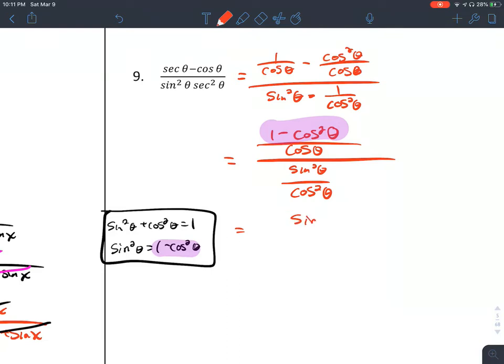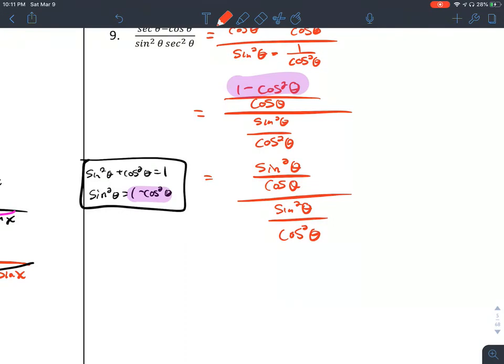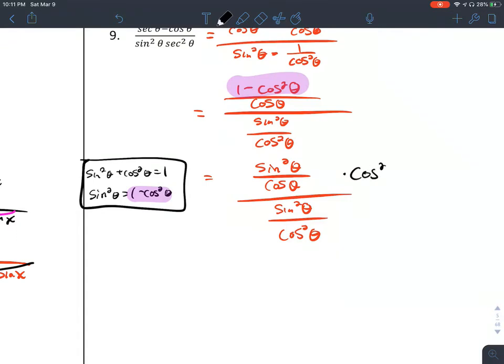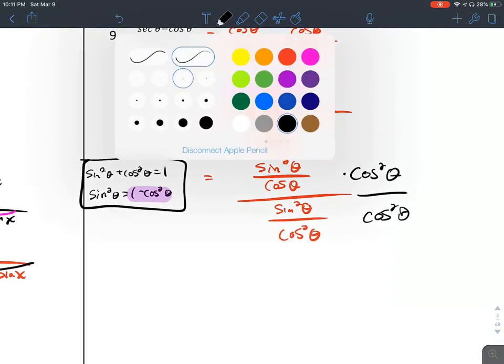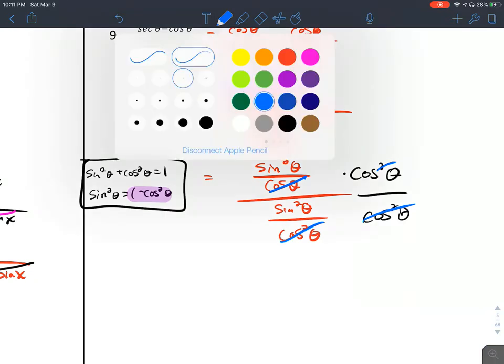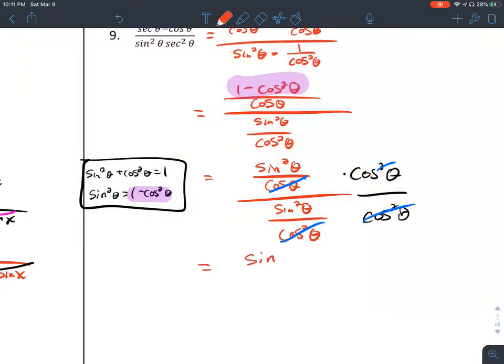So I can make this sine squared of theta over cosine of theta divided by sine squared of theta cosine squared of theta. I want this not to be a complex fraction. So to fix that, I'm going to multiply by 1 in the form of cosine squared over cosine squared. So what does that do for me? These cancel completely because you're dividing the same thing by itself. And this cancels with one of these. So my numerator, I'm going to have sine squared of theta times cosine of theta. My denominator is sine squared of theta.